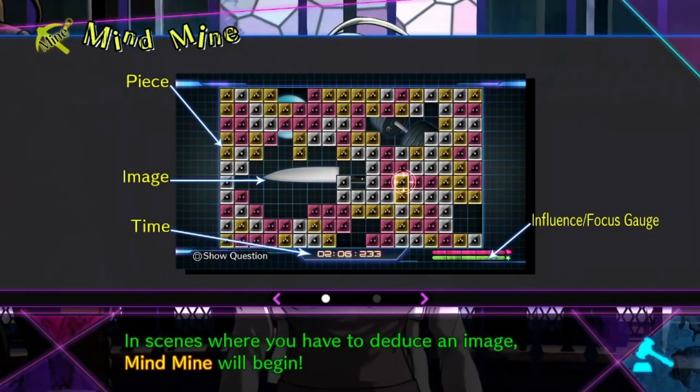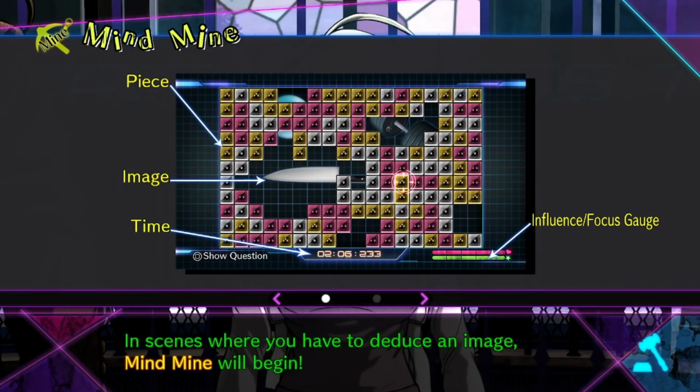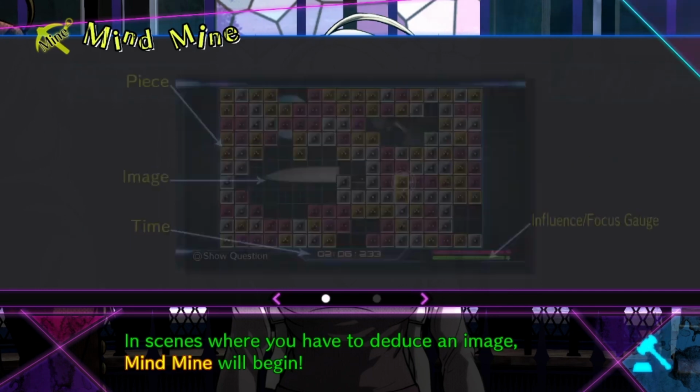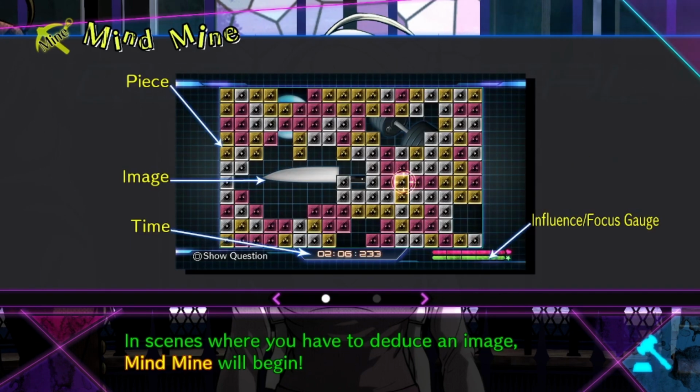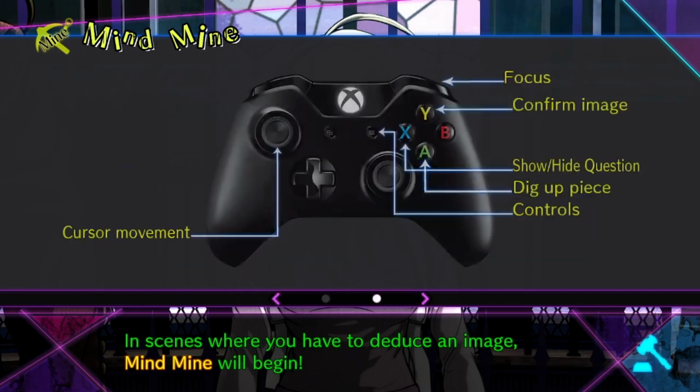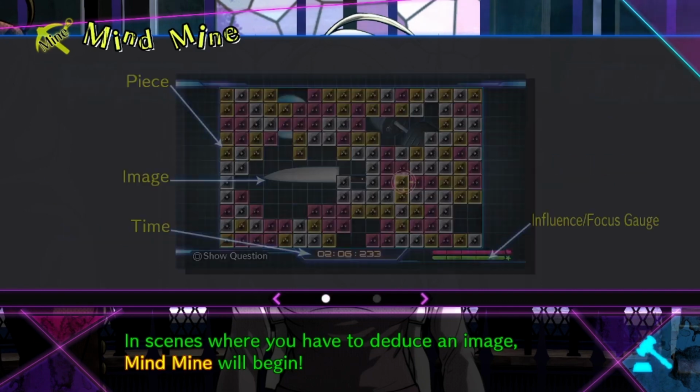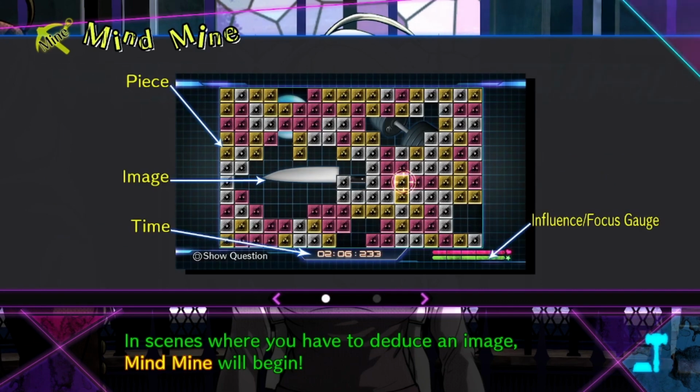They're making me play a minigame for this. In scenes where you have to deduce an image, Mind Mine will begin. Influence, focus gauge, time, image, piece. Mouse controls. Those don't pertain to me because I'm not on an Xbox. It's also showing a triangle button like a PlayStation, but this is an Xbox controller. Good job, game.